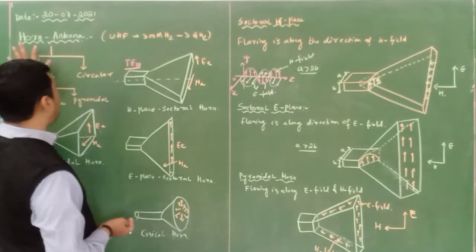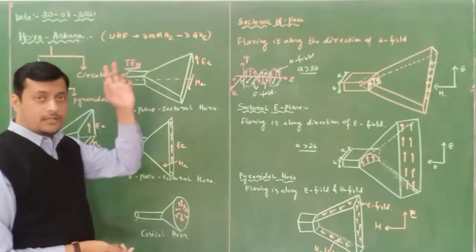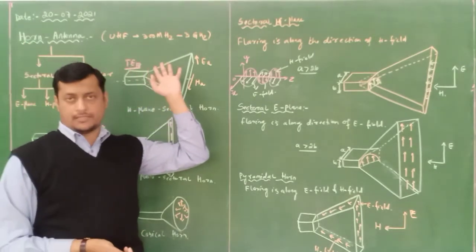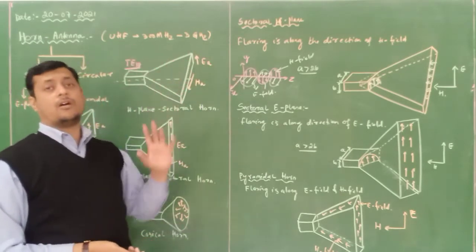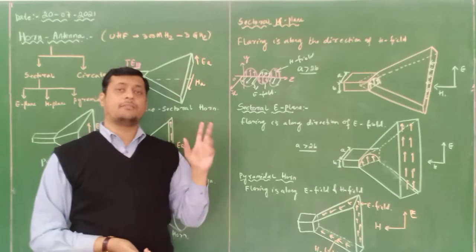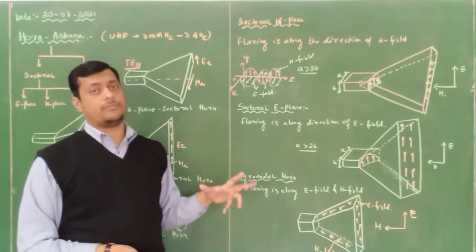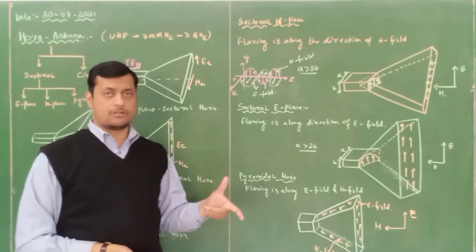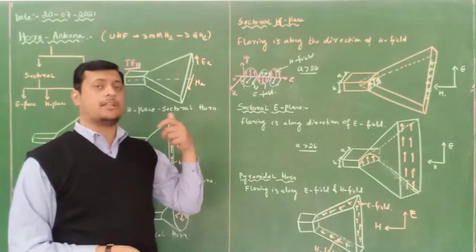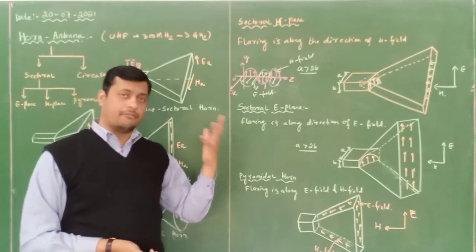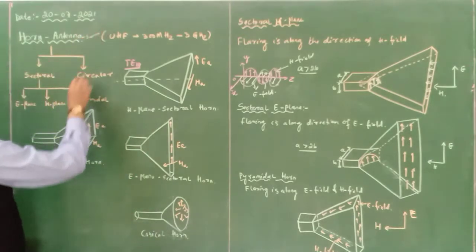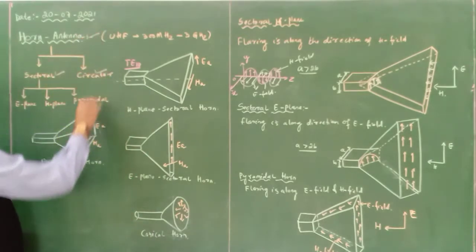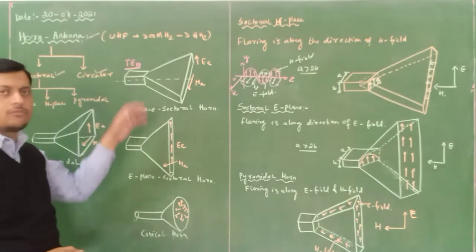Since this horn antenna is basically used in the ultra high frequency range, that means 300 megahertz to 3 gigahertz, this is the basic operating frequency in which my horn antenna is going to be used for communication purposes, for delivering electromagnetic energy in free space. Now this horn antenna is basically available in two types. One is sectoral and one is circular.